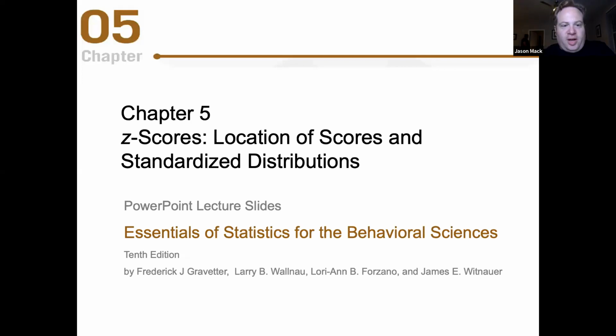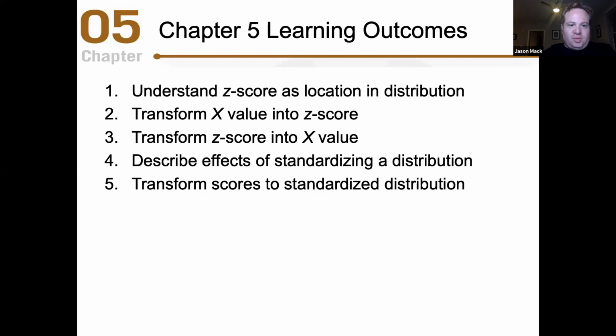Okay, so z-scores, location of z-scores and distributions. A z-score is basically a way to equalize the standard deviation. If you remember chapters 1 through 4, I think 3 and 4 primarily, we talked about standard deviation. It's just a way of converting to a standardized score. Some stuff we'll talk about today will be understanding the z-score as location in the distribution, transforming an x value into a z-score, transforming a z-score into an x value, describing effects of standardizing a distribution, and transforming scores to a standardized distribution.